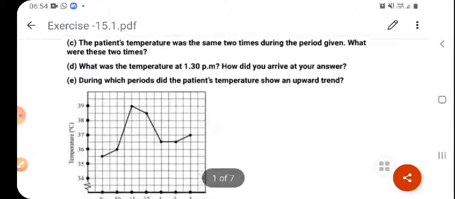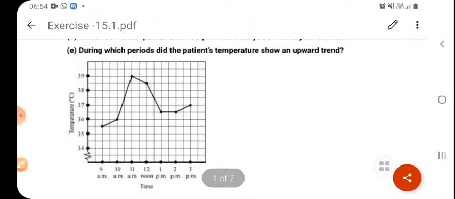So here the time is given on the x-axis: 9 a.m., 10 a.m., 11 a.m., 12 noon, 1 p.m., and the temperature is given on the y-axis. Okay, 34, 35. So at 1 p.m. we can find it by the point which is at 1 p.m. on the x-axis, and the temperature is between 36 and 37, that is 36.5 degrees Celsius.